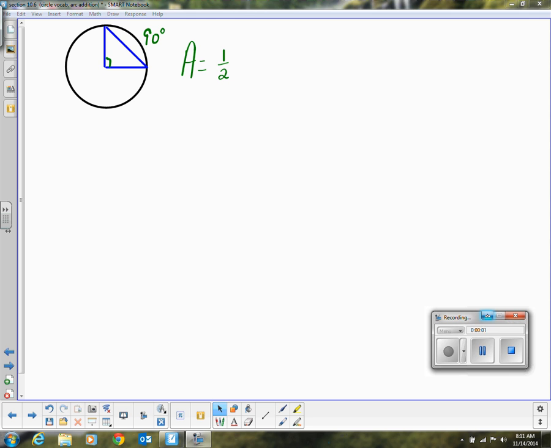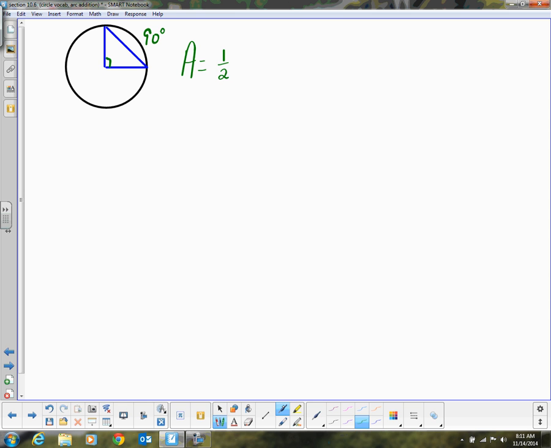In long-term memory without any effort at all. So this is 1/2 theta r squared. But what's wrong with my theta? It's in degrees. So the first thing you're going to have to do is change your 90 into radians, and the degrees cancel. You get 90 over 180 pi, which is 1/2 pi, whatever you want to do.